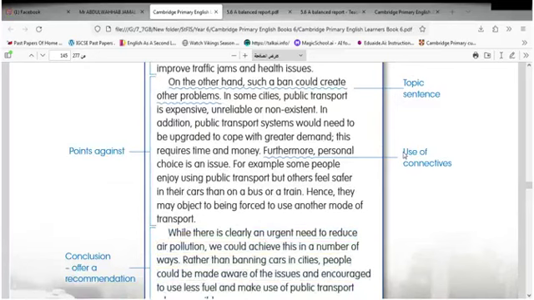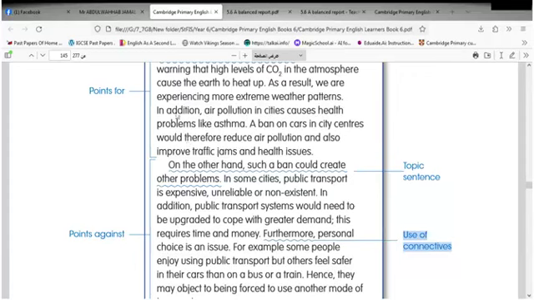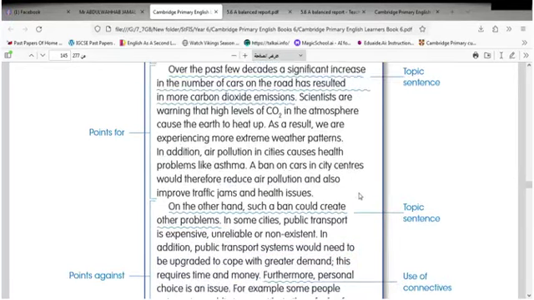I need you to take care of using connectives when you are moving from one side to another side and when you are linking sentences or ideas in the same paragraph. And be careful all the time to start your paragraph with a topic sentence to set your argument.